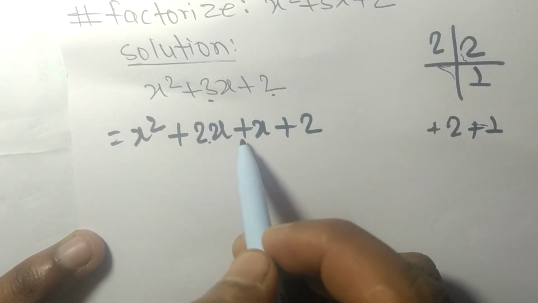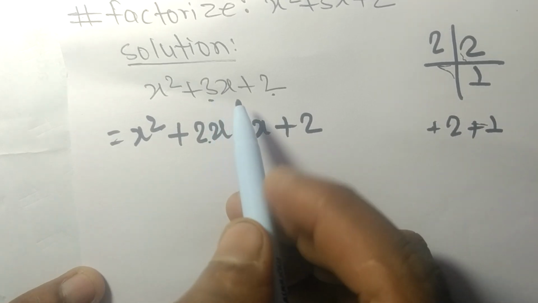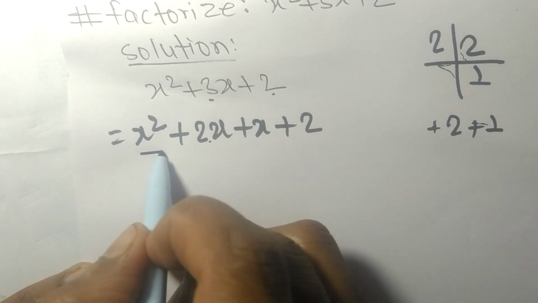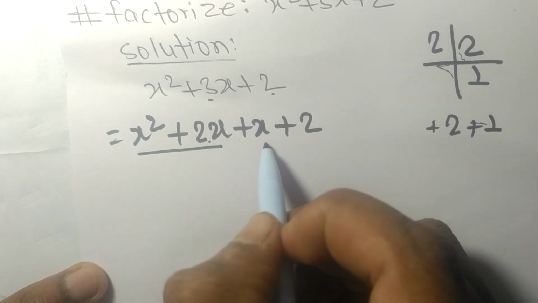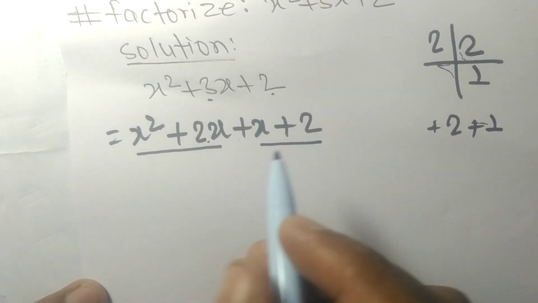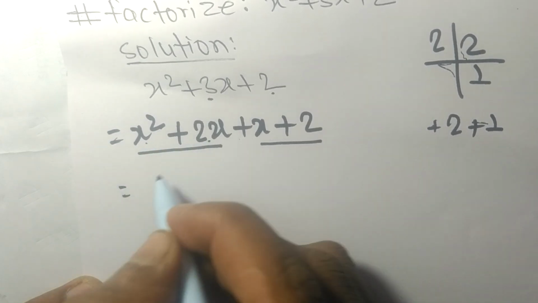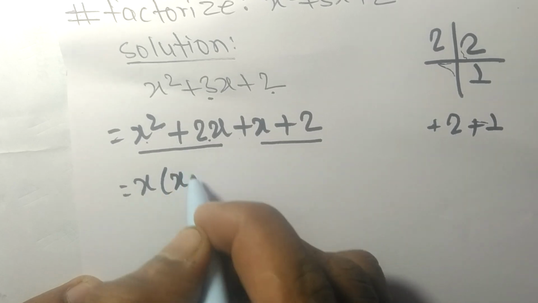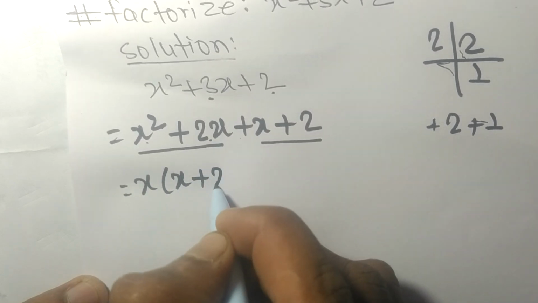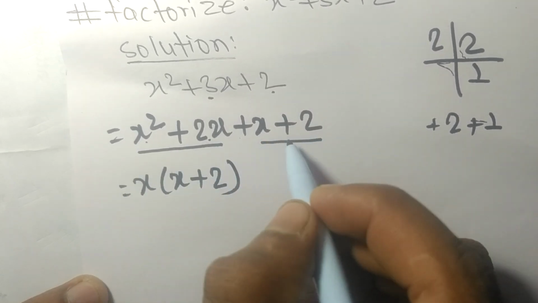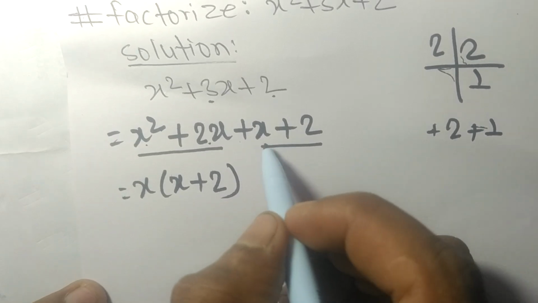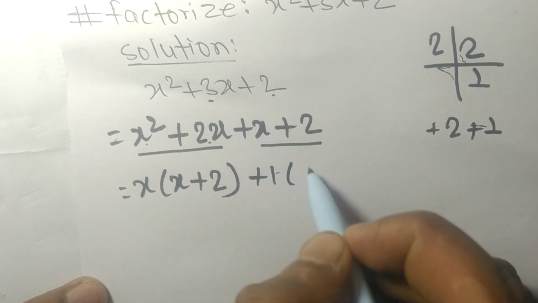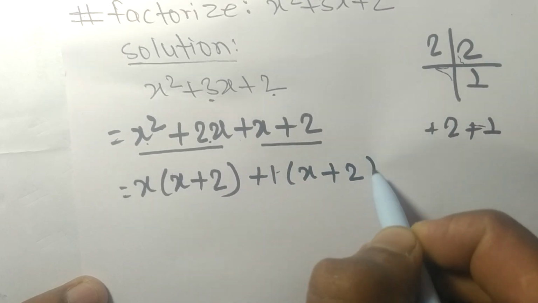So 2x plus x is 3x. Now we find the common factors in these first two terms and these last two terms. In both, the common factor is 2x, so remaining is x + 2... in the same way, there is nothing common, so the common factor is 1, and the remaining is x + 2.